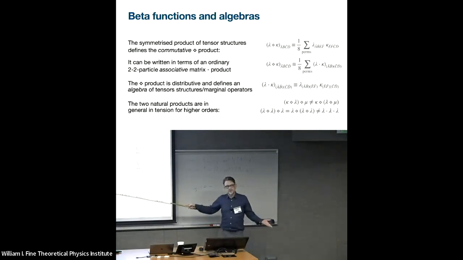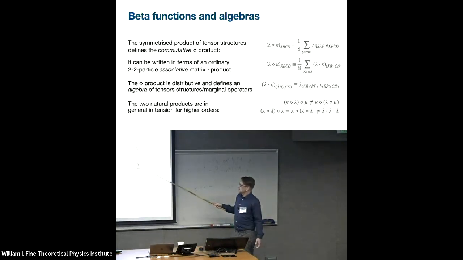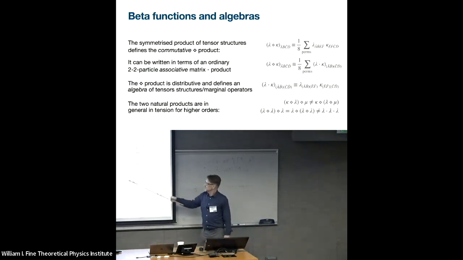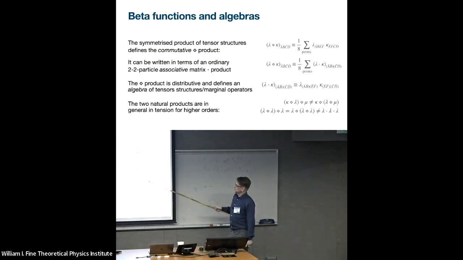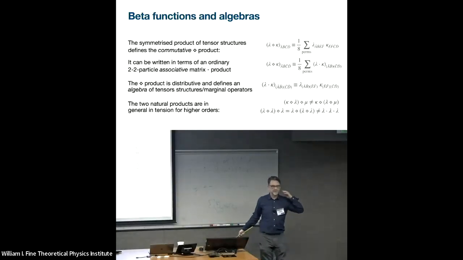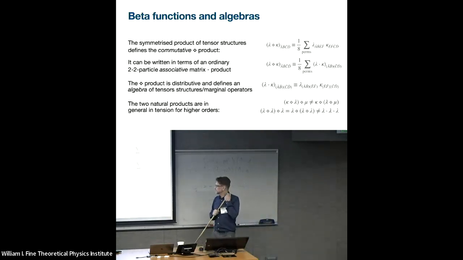Now the product is distributive, and this means that this product is also mathematically called an algebra. It's a bit curious because it's commutative, but in contrast to this, the ordinary matrix product is not associative, right? So it's a bit unfamiliar. But that's just what it is.